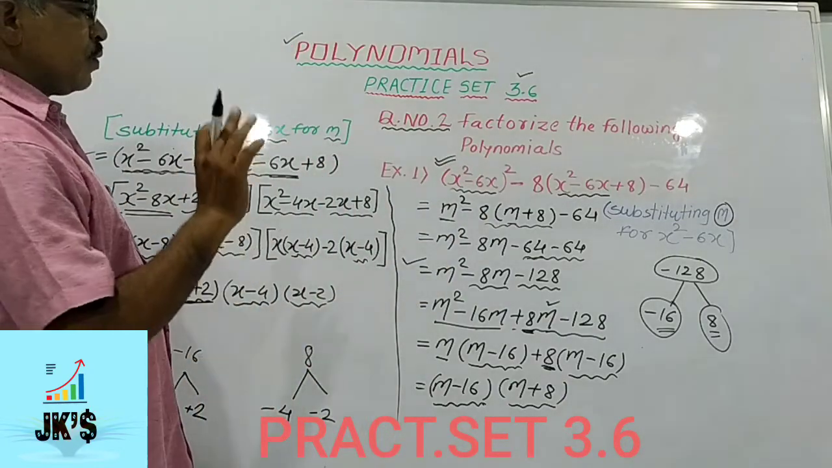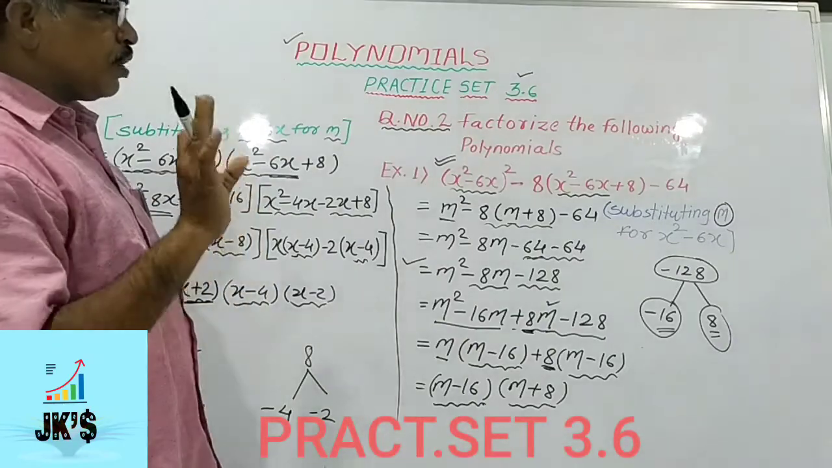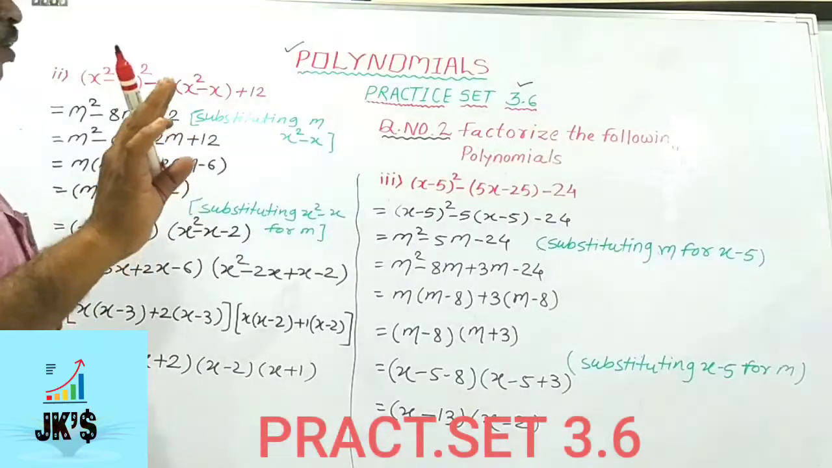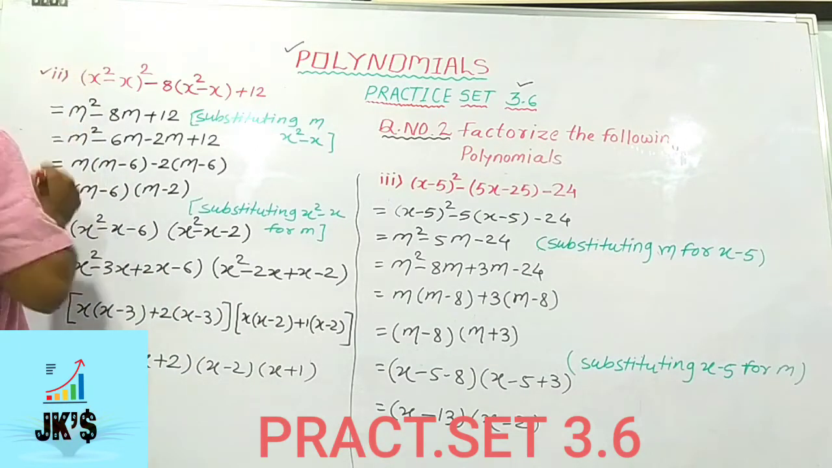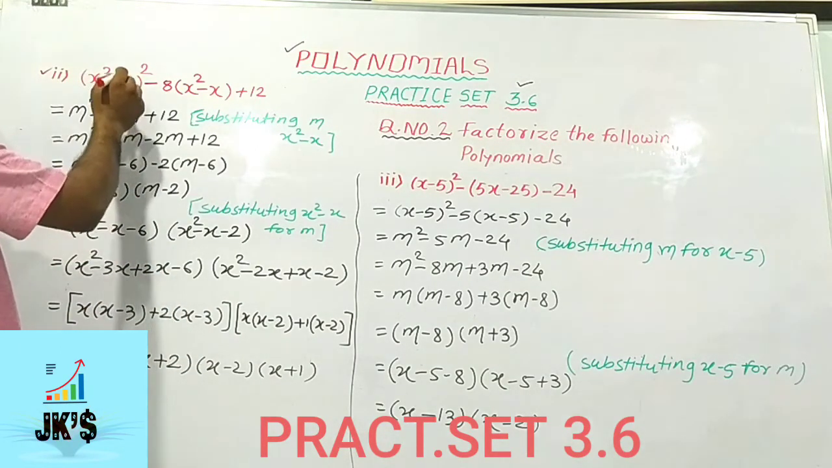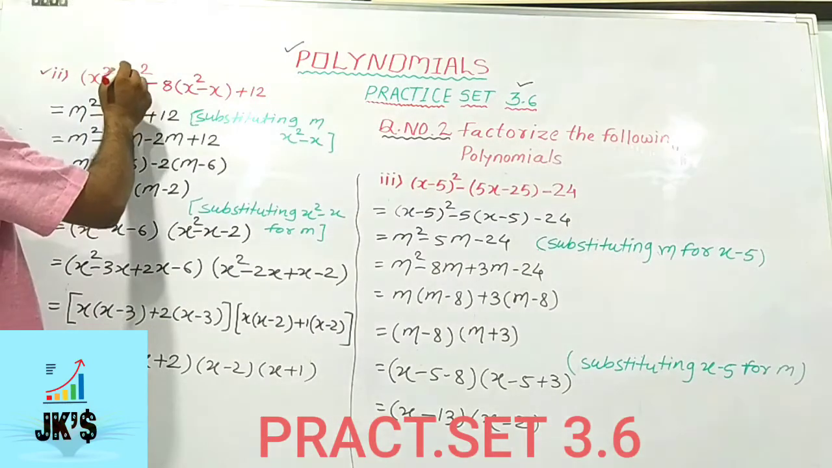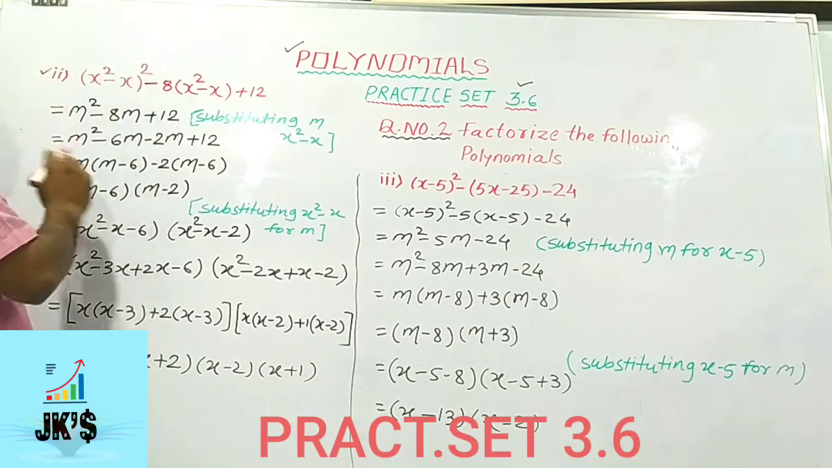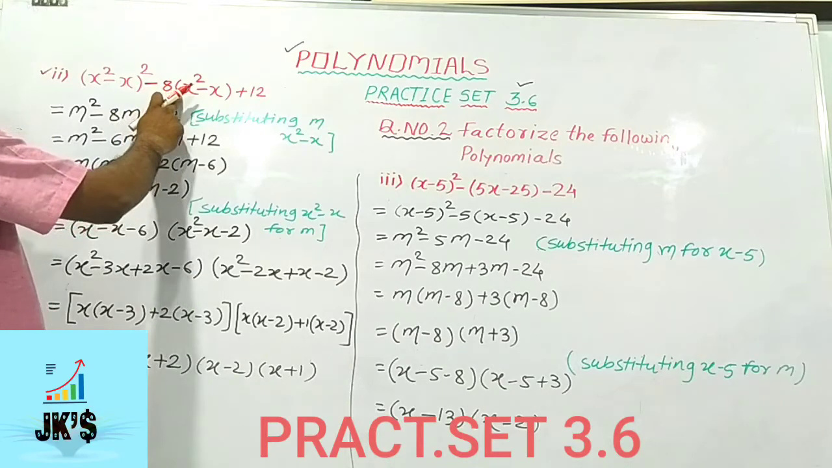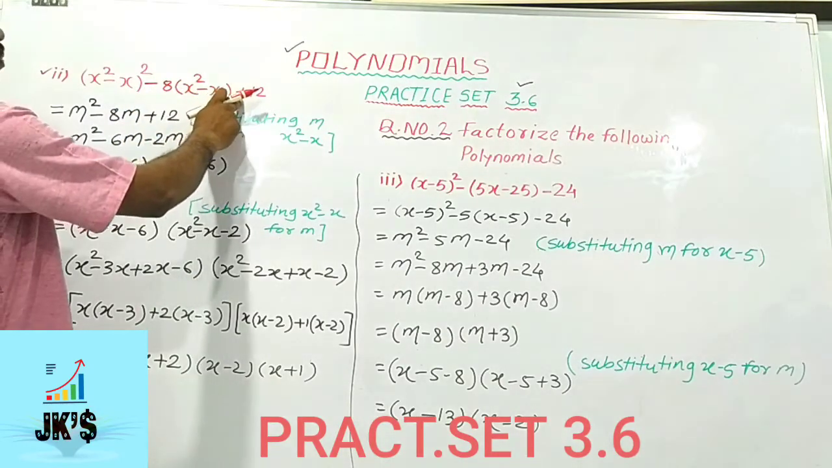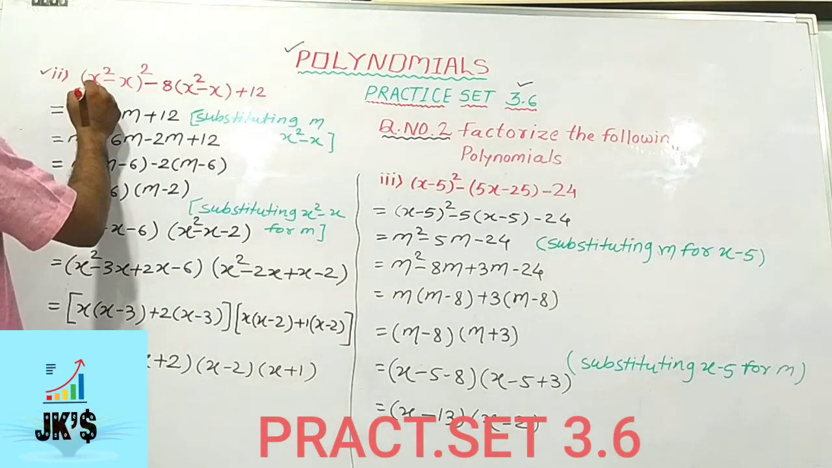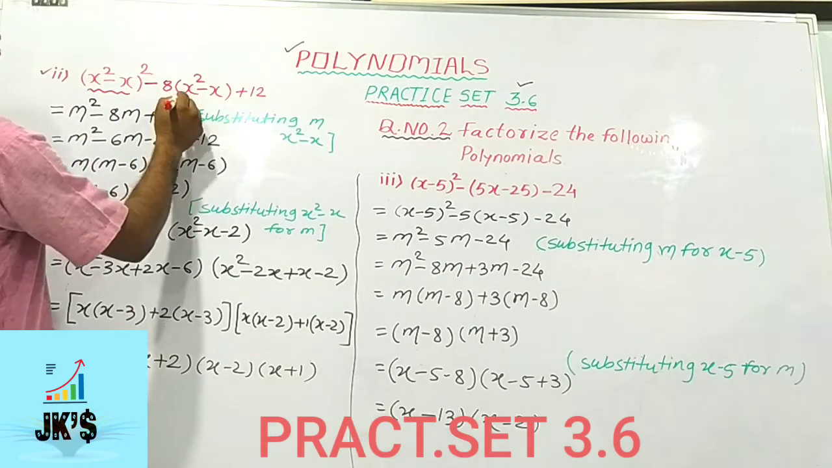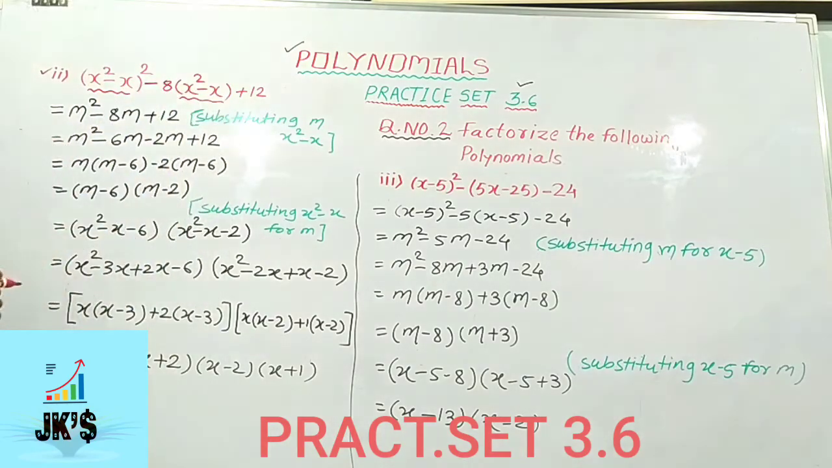In this way, this example is complete now. Now friends, see example 2. Example 2 is (x² − x)² − 8(x² − x) + 12. Here when we see the example, a term x² − x appears similar.